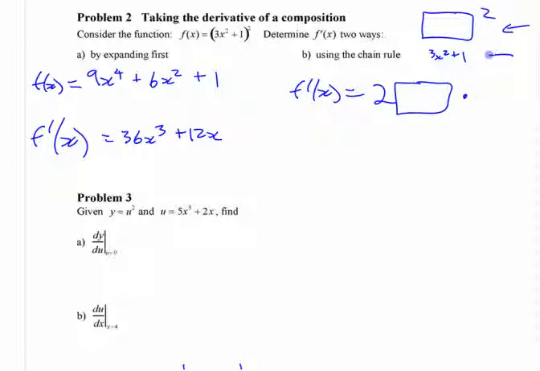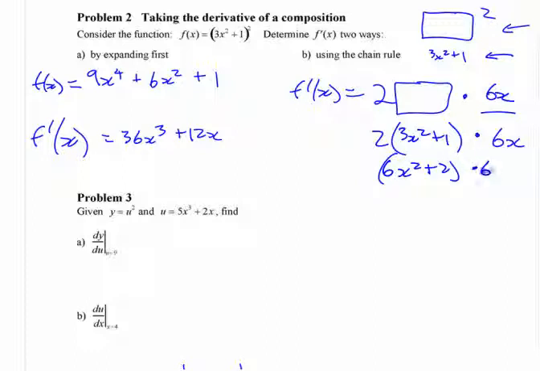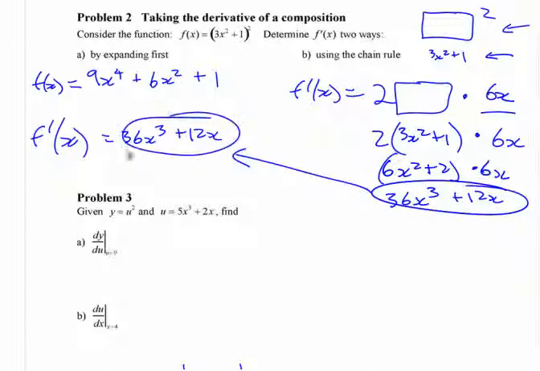The derivative of that inside function is what? 6x. So we have 2 times whatever the inside function was, 3x squared plus 1, times the derivative of the inside, which was that. If you multiply all that out, you get 6x squared plus 2. That times 6x, you get 36x to the third plus 12x. It gives you the same answer, right? That was the whole point of doing it the two different ways. You should get the same answer both ways.